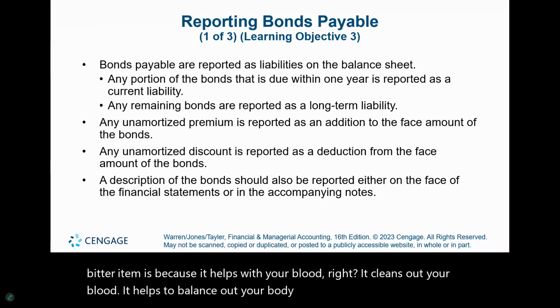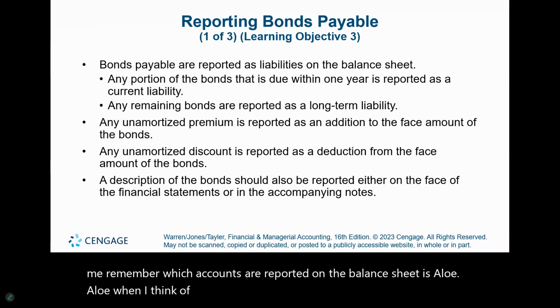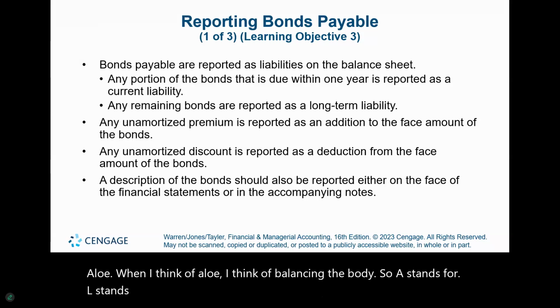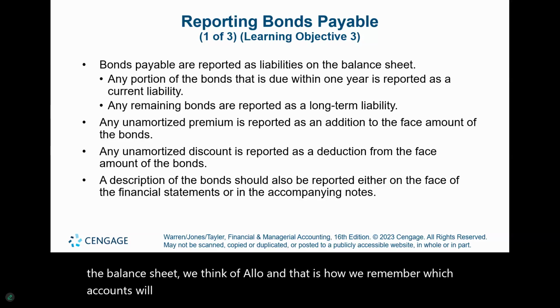So for me, a mnemonic to help me remember which accounts are reported on the balance sheet is aloe. When I think of aloe, I think of balancing the body. A stands for assets, L stands for liabilities, and O stands for owner's equity. So when we think of the balance sheet, we think of aloe, and that is how we remember which accounts will be reported on the balance sheet.